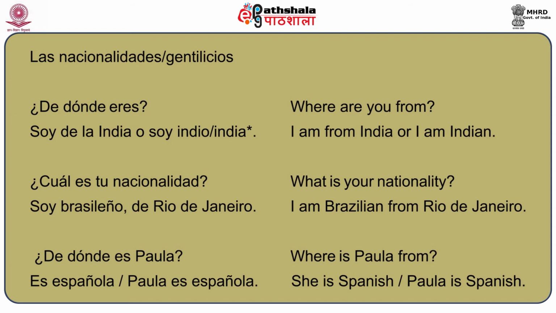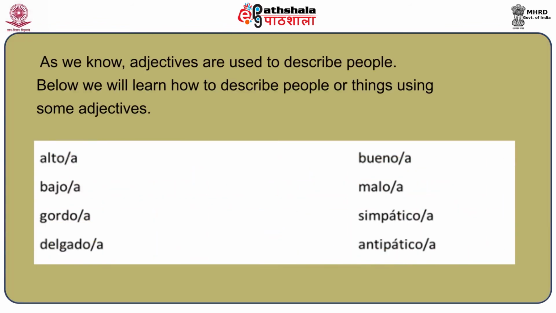For example, ¿de dónde es Paula? Where is Paula from? So these are the questions which we can ask for the nationality of any person. Now, as we know, adjectives are used to describe people. So below we will learn how to describe people or things using some adjectives.